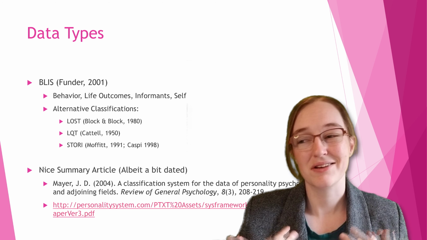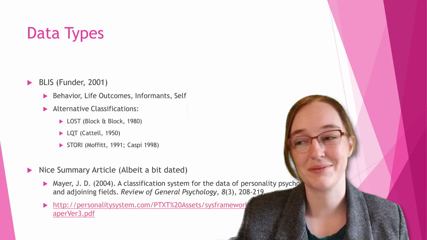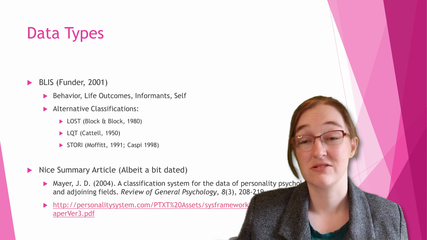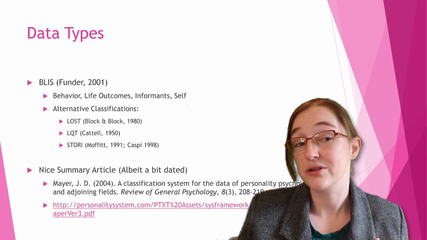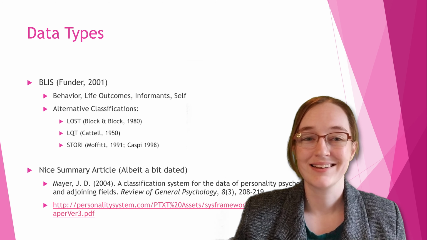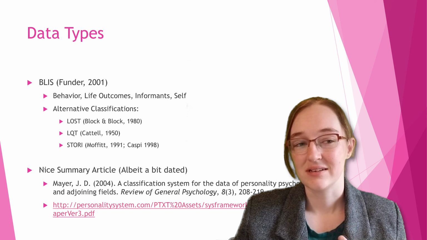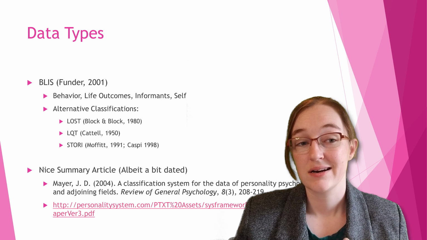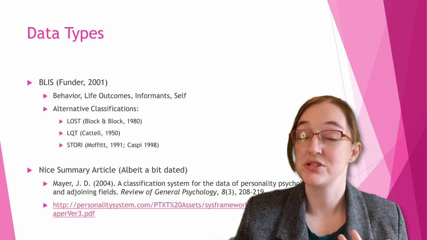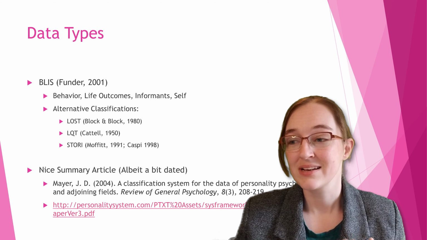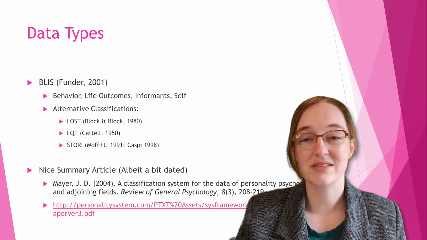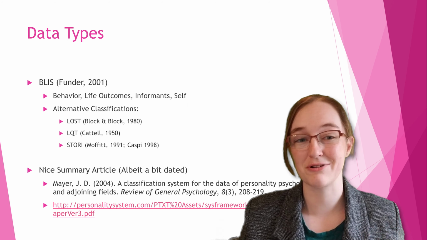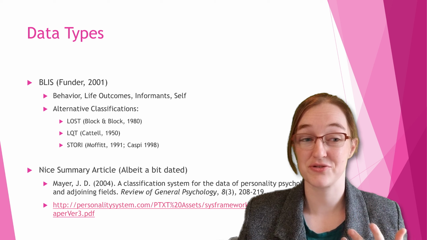There have been other cutesy acronyms, like Jack Block has one called LOST. Cattell has LQT. L is life, but this also includes experimental data, Q is questionnaire data, and T is objective test. We have story as well. There are lots of these, and these data types will differ by field, but we're going to focus here on the data types that work for measuring personality.